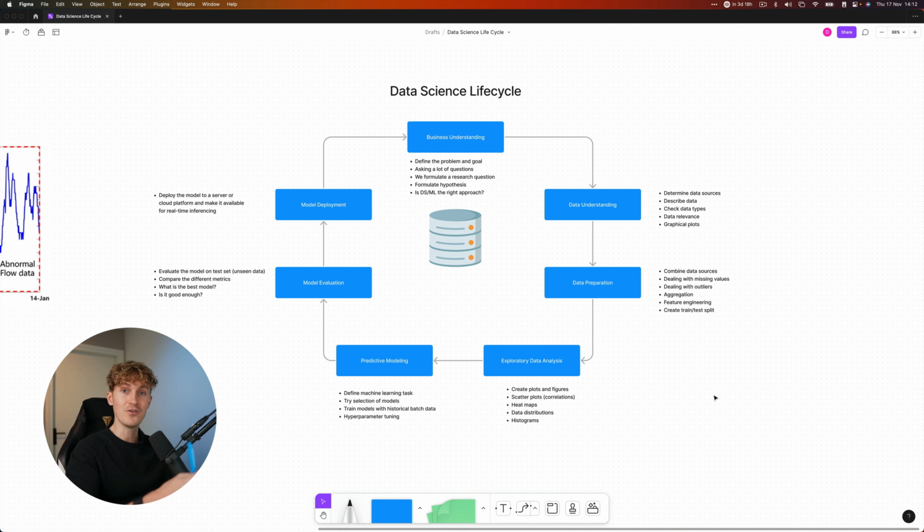Then we get our hands dirty by actually building models. Then we evaluate the model to see what is the best model and also is it good enough. And then the last part, if our model is good enough to be deployed, we deploy our model to a server or a cloud where it can be used for real-time inferencing. And as you can see, the final part to this whole equation is a loop back to business understanding. So that's why it's a life cycle.